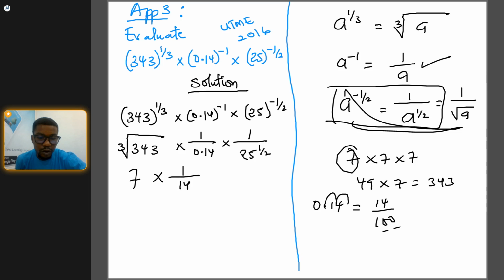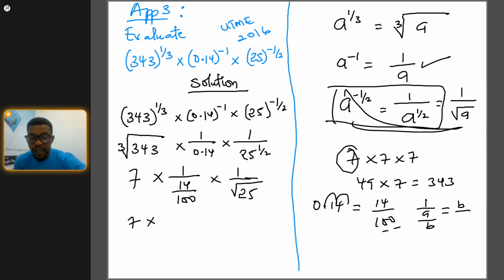So this is going to be 14 over 100 multiplied by 1 over the square root of 25. So we continue. Let's say we have 1 over A over B. Reciprocation is going to lead us to B over A. So if you have 1 over 14 over 100, that will be 100 over 14 multiplied by 1 over the square root of 25. The square root of 25 is 5.